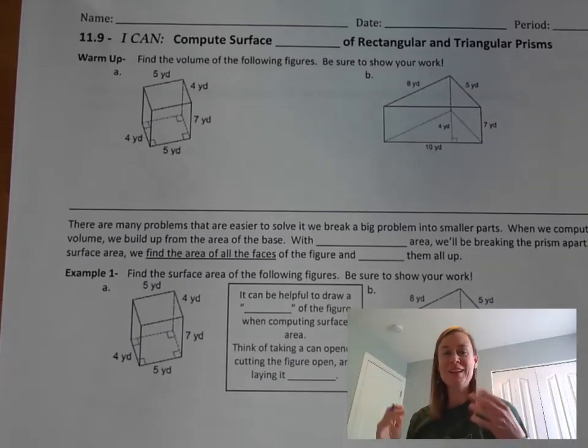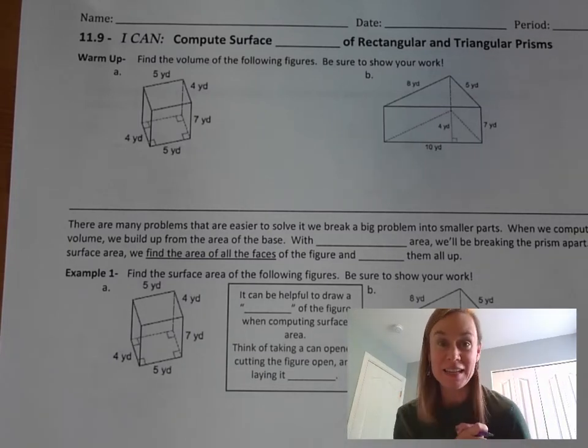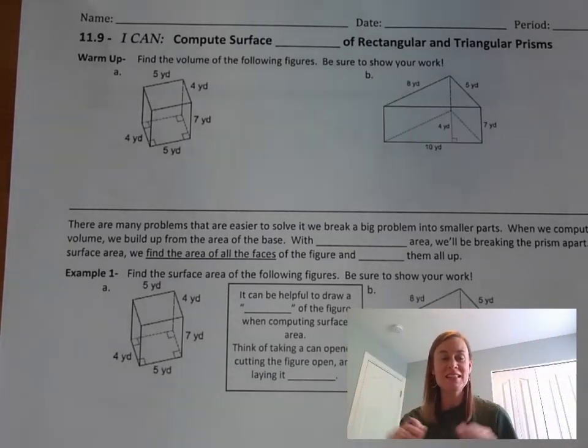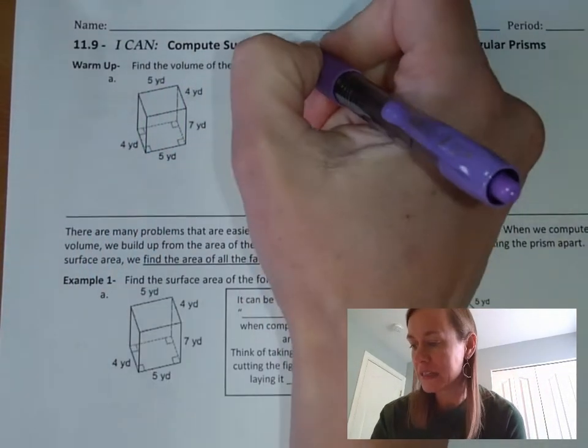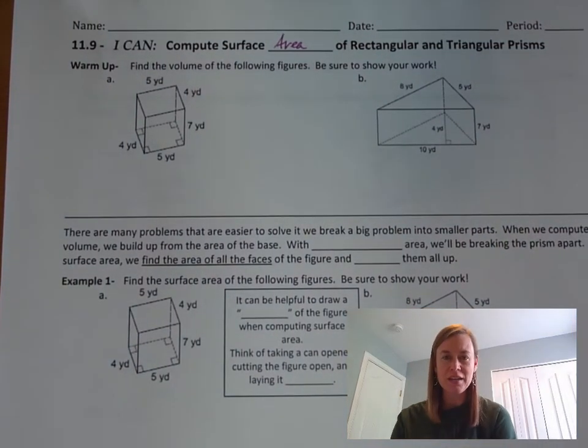So this has been kind of a long unit, but congratulations. Today we are covering the last topic in this unit, so yay! And this topic is the surface area. So I can compute surface area of rectangular and triangular prisms.